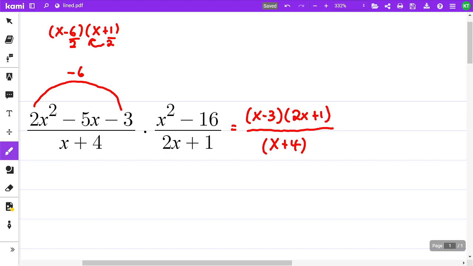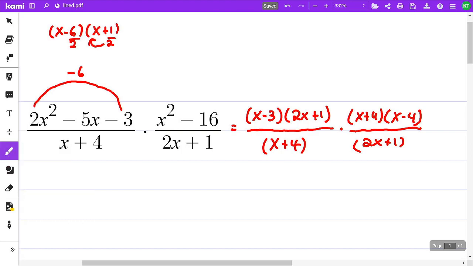And then on the other hand, factoring x squared minus 16, that's a difference of squares, so that will give us x plus 4 times x minus 4. And then lastly, I will have 2x plus 1. Can't factor anything out there. So now I have everything all factored out.